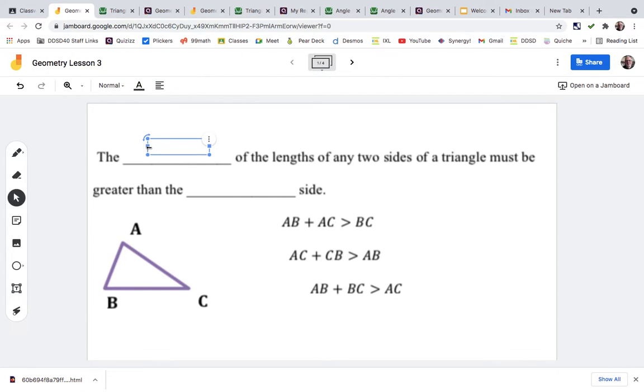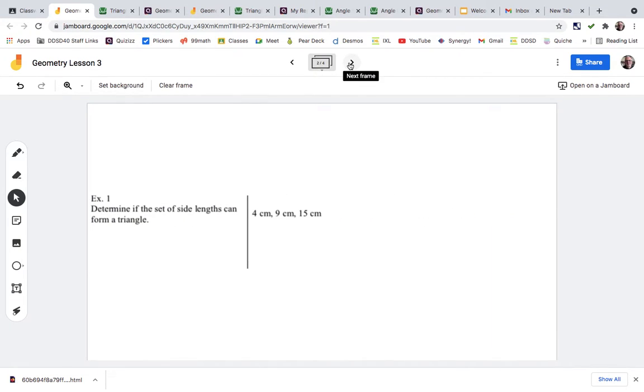So the sum of the length of any two sides of a triangle must be greater than the third side. So that means that side AB plus AC has to be greater than BC. AC plus BC has to be greater than AB. And BC plus AB has to be greater than AC. So any two sides have to add up to something longer than the third side. That's the sum. So the question is, how about 4, 9, and 15?